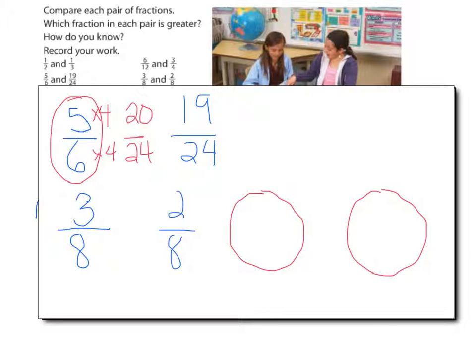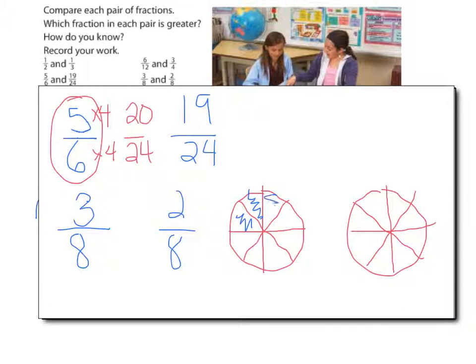I'm going to draw 2 circles that are approximately the same size, or as close as I can get. I'm going to divide it into fourths, and for 8s I'm going to take each half and divide it into half again. So now I have 8 parts. Same thing on this side. I want to make them as equal as possible, and I'm going to shade in 3 on this one and 2 on this one, and I can see as well that 3/8 is the larger fraction.